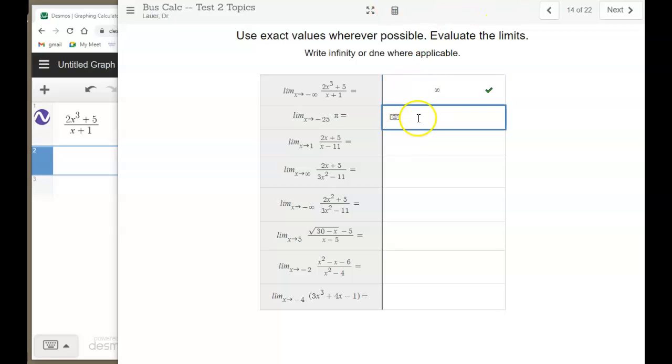Should get 2 checks for that one. The limit as x goes to negative 25 of pi. This says as x is doing something, what's pi doing? And pi is always pi.